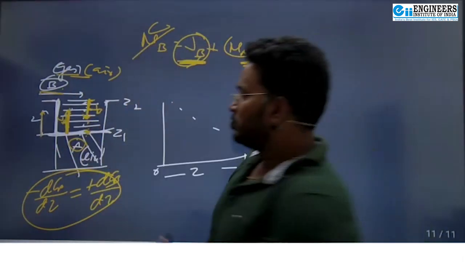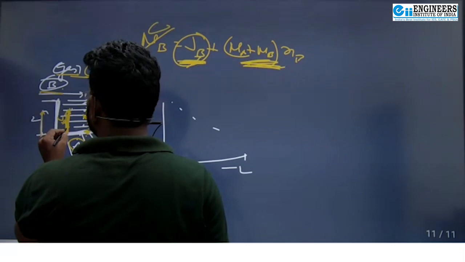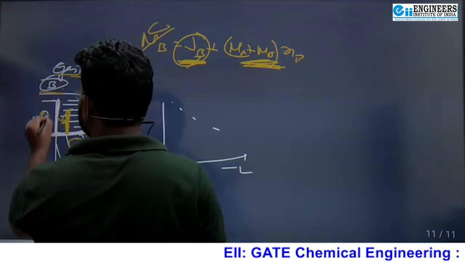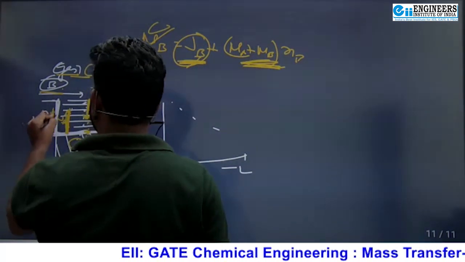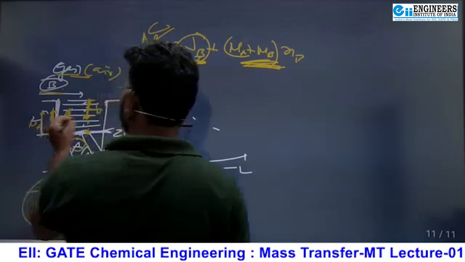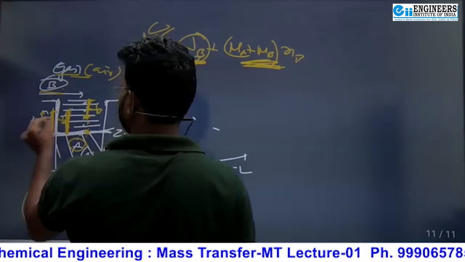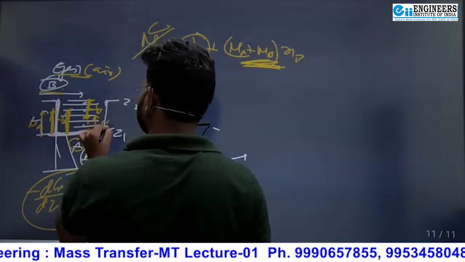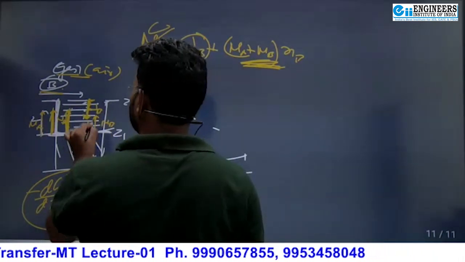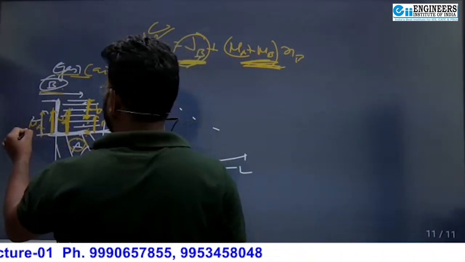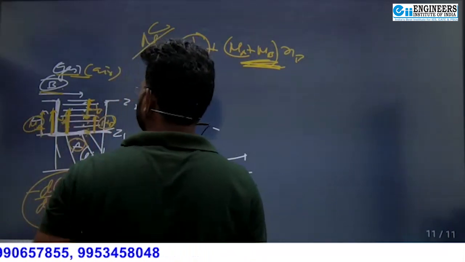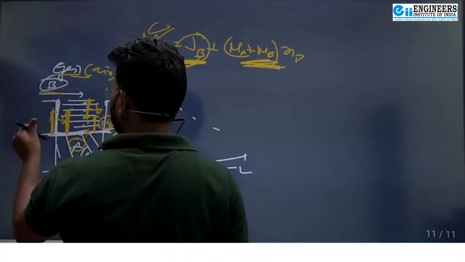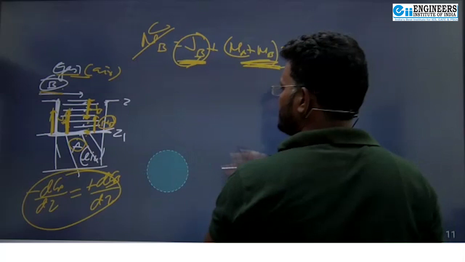Now look here, J is there and bulk flow is also there, NA. For A, NA is also there, and here NB is in the opposite direction of JB. So now two bulk flows are there, NA and NB. It is better to write bulk flow. No, it is better to understand it in this way.